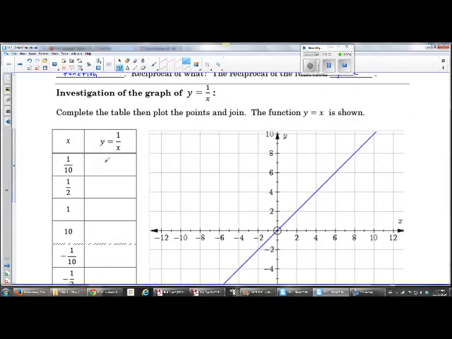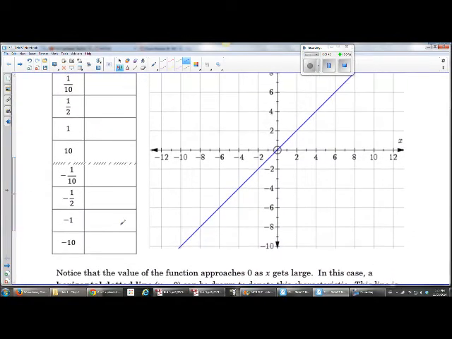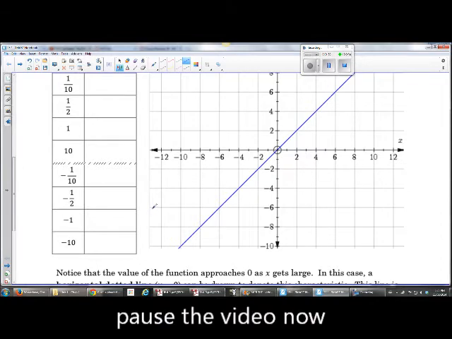What I'd like you to do is pause the video, please, and take a few moments to fill out this table that you see on your worksheet. Fill out these values, plot the points, and then form a smooth curve that goes through all those points to see what the graph of y equals 1 over x looks like. And then please come back and take a look at the results to compare with what I do here.